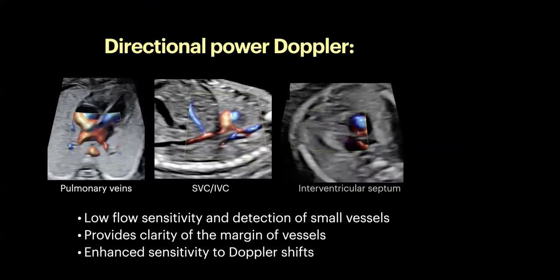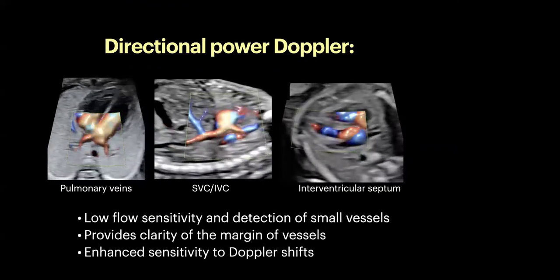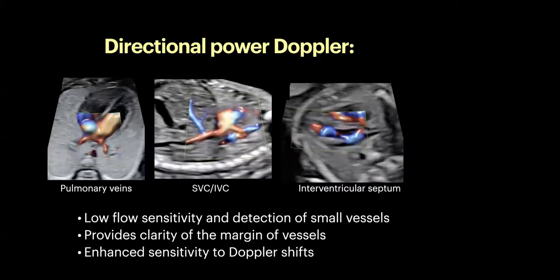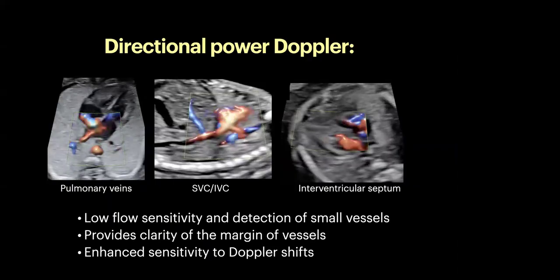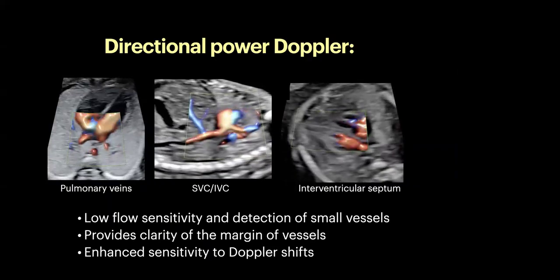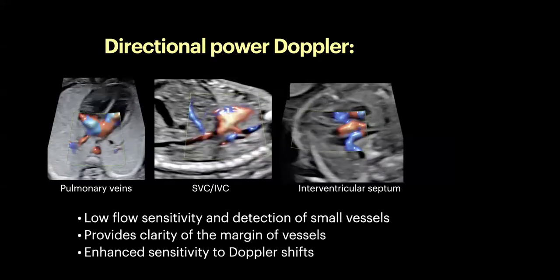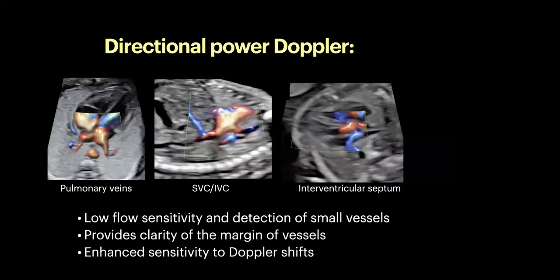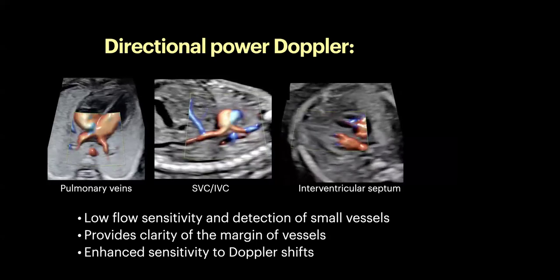So how about directional power Doppler? I'm not too sure if many of you have this available in your ultrasound machine. It is certainly a highlight when it comes to women's health imaging. I find this helpful and useful as it helps us identify low flow sensitivity, especially when it comes to small vessels.